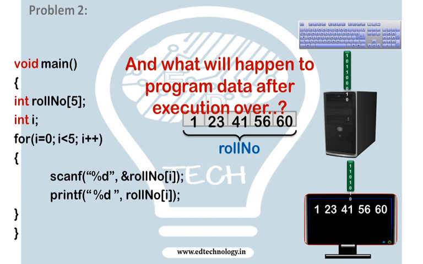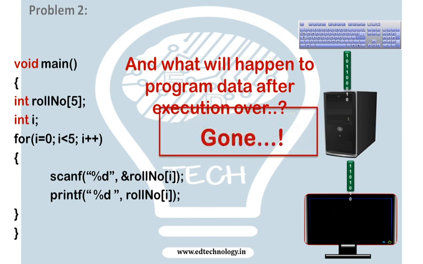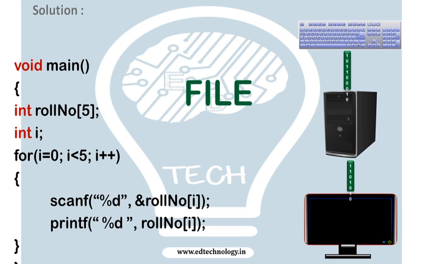Problem number 2 is, what will happen to the program data after the execution is over? A lot of students watching this video would have practiced the program many times and solved the errors, but their inputs and outputs are not stored anywhere. This problem needs a solution, because ultimately everything you can see on the screen is gone when you close the program in Turbo C or Code Blocks or any other editor. So the solution to this kind of problem is a file.